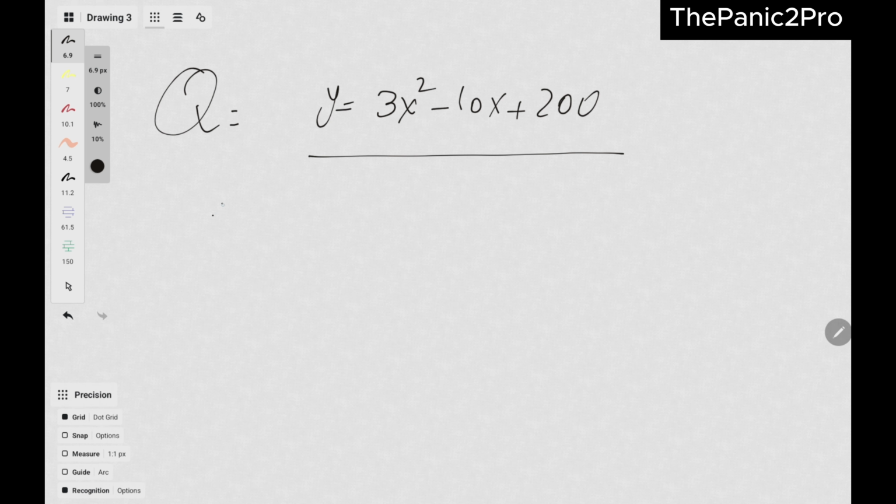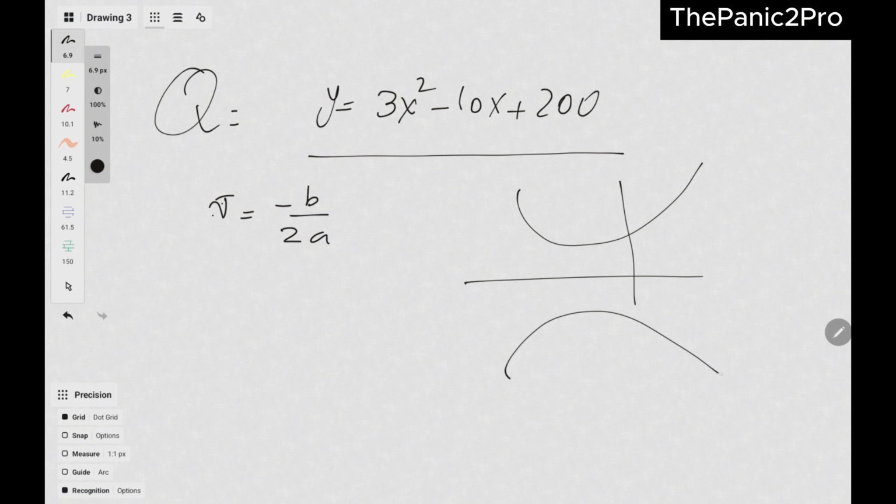Hopefully that made sense and it helped you a little bit more to understand the quadratic minimum and maximum, or the vertex point. So now I have a question for you. For this equation, 3x² minus 10x plus 200. First of all, find the vertex point, where the hint was minus b over 2a. Second, I want you to tell me if this is an upward or downward curve. So basically, is this point going to be a minimum or a maximum for this equation?